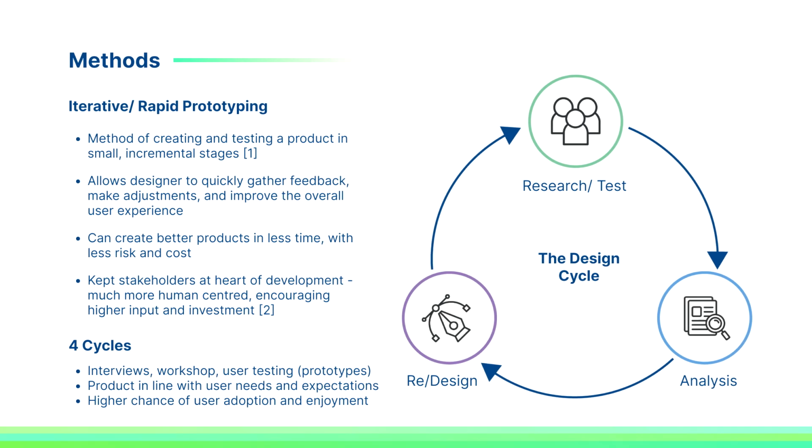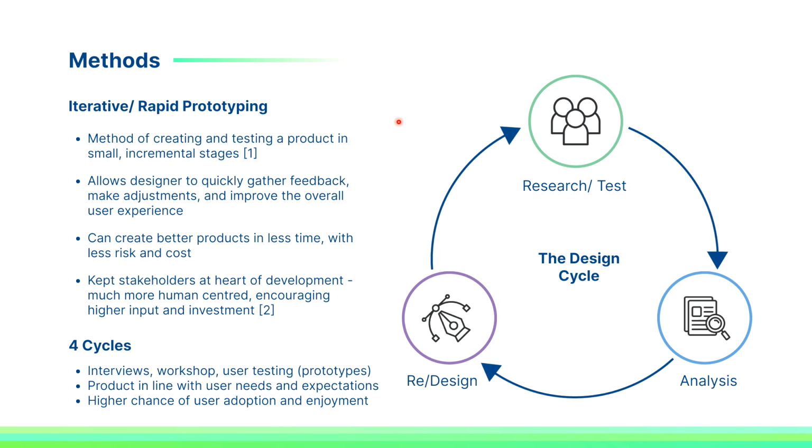Throughout the project, iterative prototyping was used. So that's a method of creating and testing a product in small incremental stages in design cycles looking like this. It's a great way to quickly create products in less time with less risk and cost due to stakeholder involvement. And the method really helped keep stakeholders at the heart of the development, making it more human-centered and encouraging their input and investment in the final product.